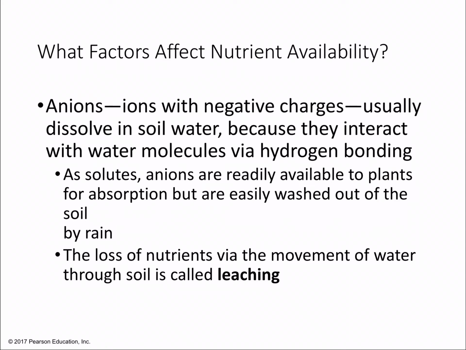So once these anions are dissolving in the soil water, they become the solute, and they're readily available to the plants for absorption. The problem is, since these are so easily dissolved in the water, if the soil is not going to hold the water for a very long time, and it gets washed away by rain or any kind of erosion, we're going to lose those. So we call that leaching of the soil. When we lose those anions due to water runoff, taking it away, this usually affects anions, at least where we live.